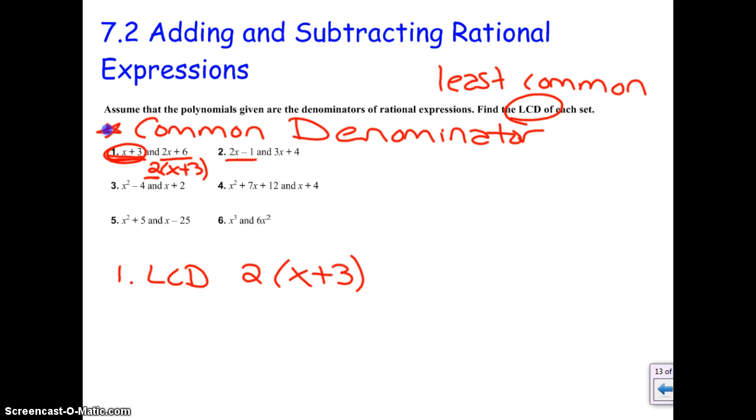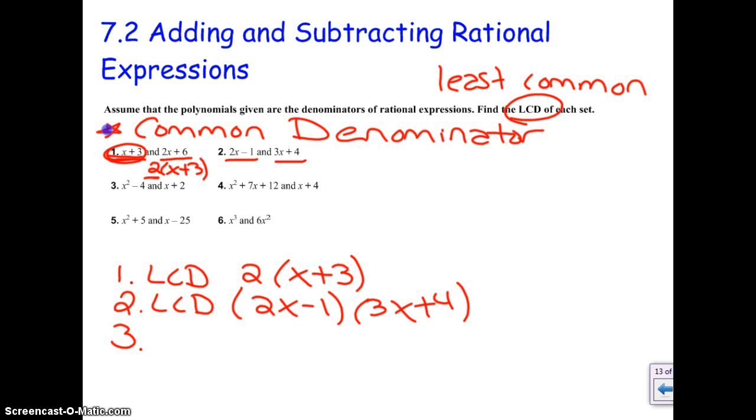Let's look at number 2. I cannot factor 2x minus 1. There's just nothing for me to factor out. 3x plus 4, I also cannot factor anything. So that's as simple as those two get. So for my least common denominator, I am going to have to include both of them because there's no repeat anywhere. I'm going to need the 2x minus 1, and I'll need the 3x plus 4.